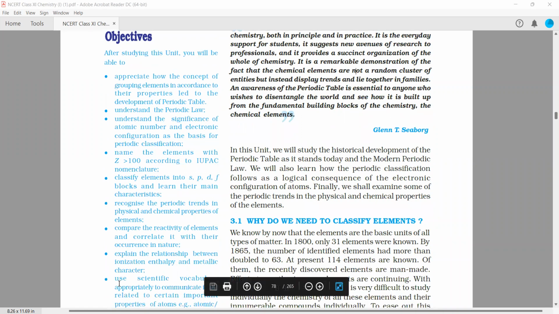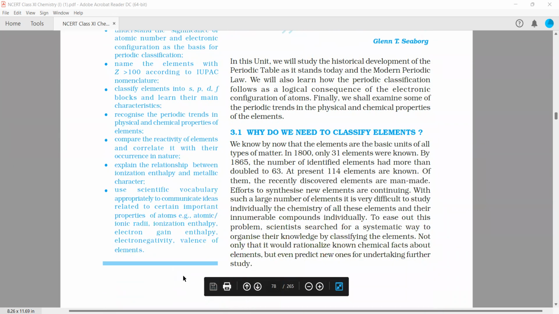Explain the relationship between ionization enthalpy and metallic characteristics. We are basically going to study everything: the trends in ionization energy, how it changes from left to right, and from up to down or down to up in the periodic table, and what characteristic things are changing. All the physical and chemical parameters we are going to study in this chapter. It will be very helpful in understanding the periodic table, and in this journey we will definitely memorize the periodic table as well.